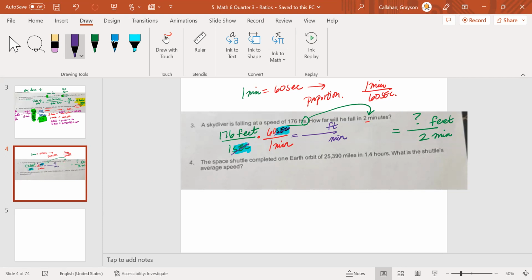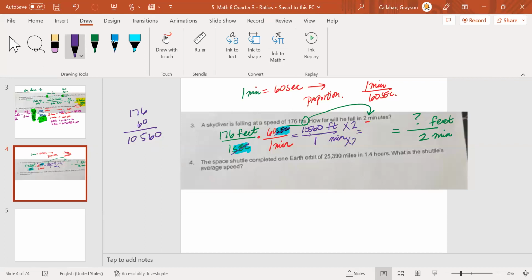Okay? 176 times 60. If I go ahead and multiply that, it's going to give me 10,560 over 1 minute. So for 1 minute, it's 10,560 feet. But he needs 2 minutes. Do you see that? So then what do I do? I just multiply it by 2 to double it.